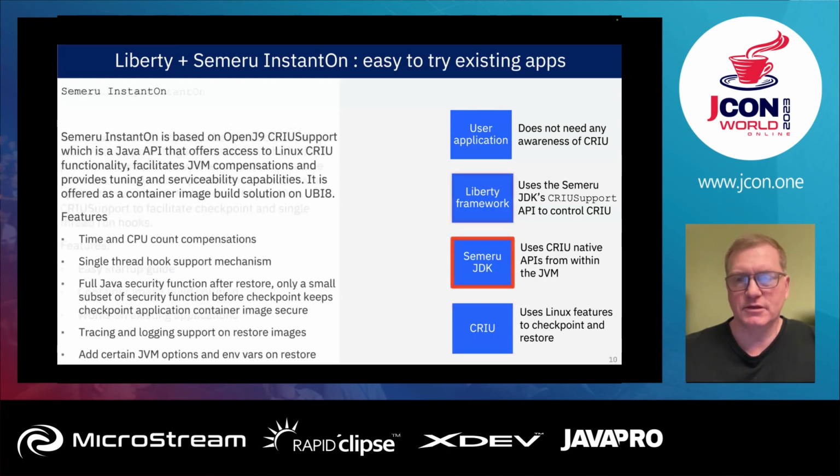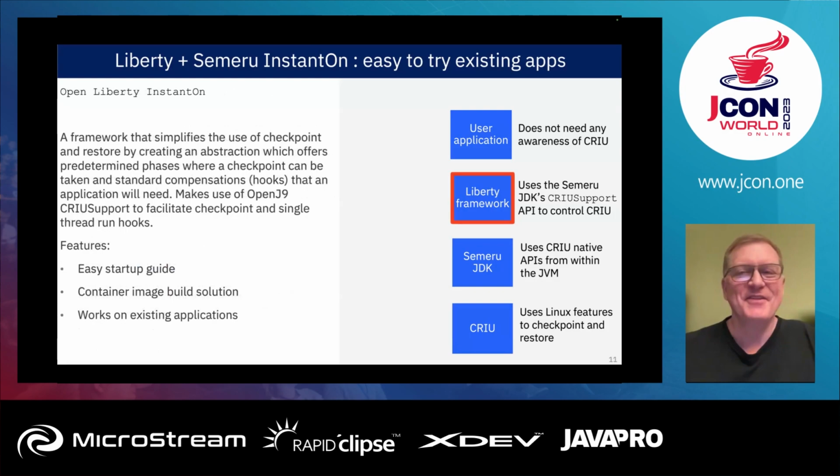Oops, up the stack, not down the stack. So the next one up is the Liberty InstantOn technology. I mentioned that there's a lot of flexibility at the Semeru JDK level that makes it a little bit harder to use. At the Liberty level, we've basically tried to resolve that problem by simplifying the interface, how people would use this checkpoint restore facility.